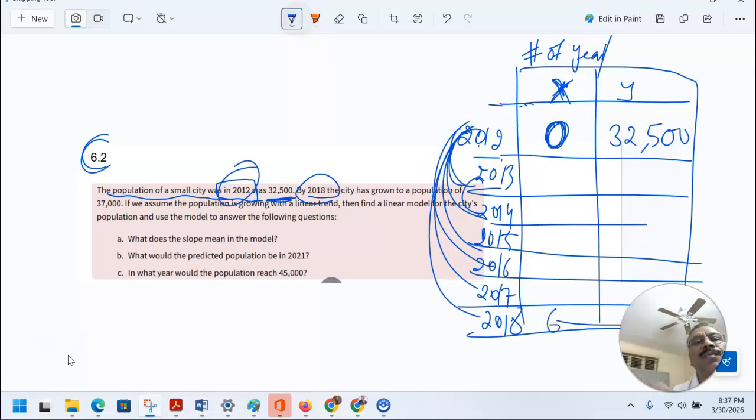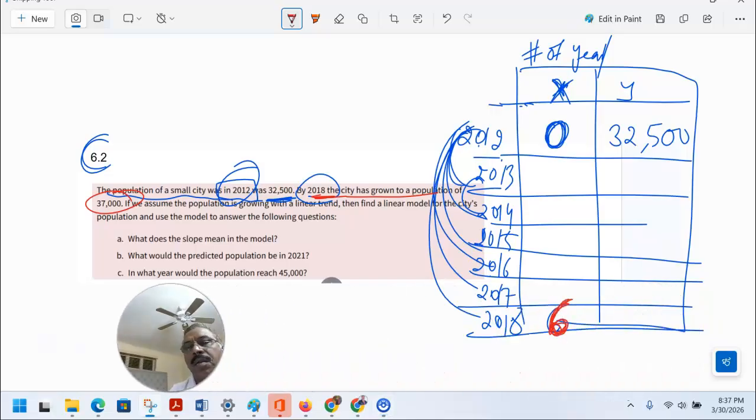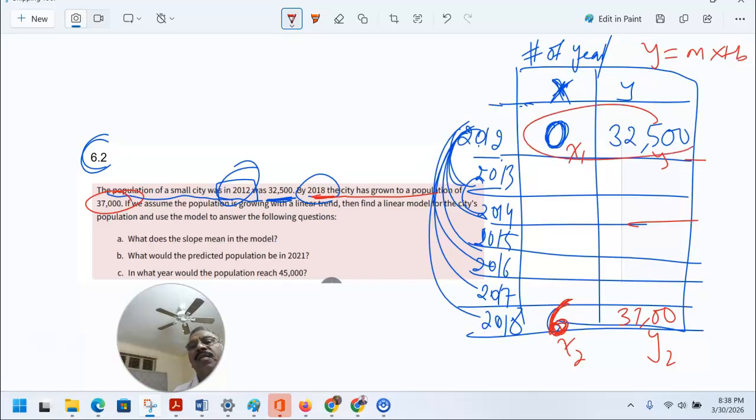So if it is 6 years since 2012, in 2018 the population has grown to 37,000. So this is 37,000. See, so this is like your x2, y2, and this is x1 and y1. So we want to create an equation, y equals mx plus b. Our goal is the same thing. How do we create this equation? I would use these 2 points. This is x1, y1. This is x2, y2.